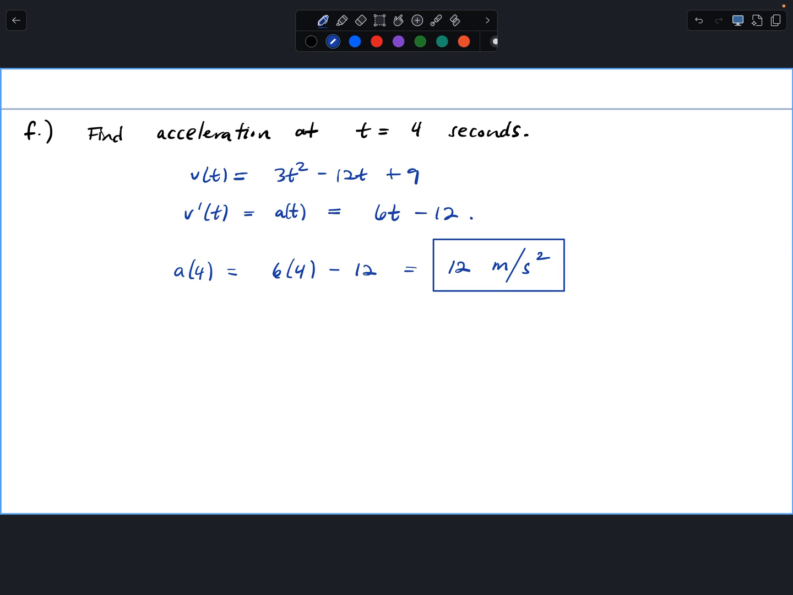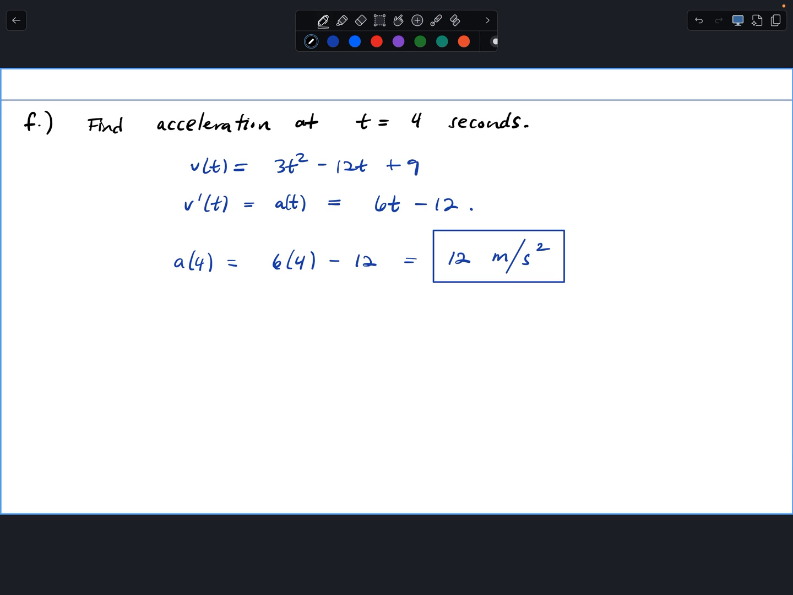Does it matter if the first one has prime and the second one has double prime? Yes. You can write s double prime, that's fine. But you can't put v double prime, because then that'd be the third derivative, which is the jerk. Okay, last part.